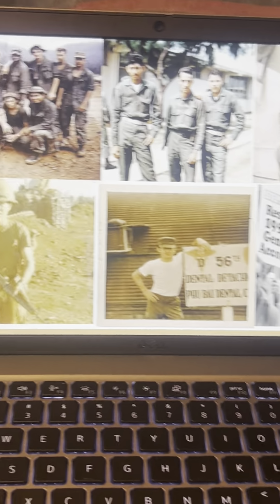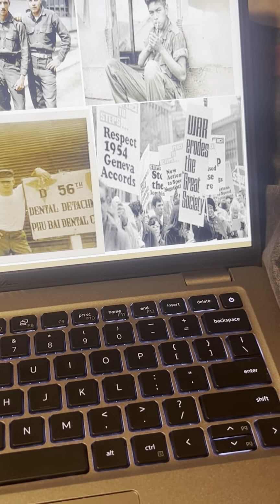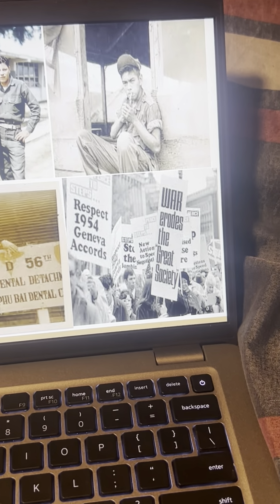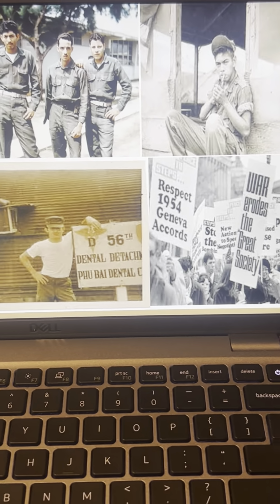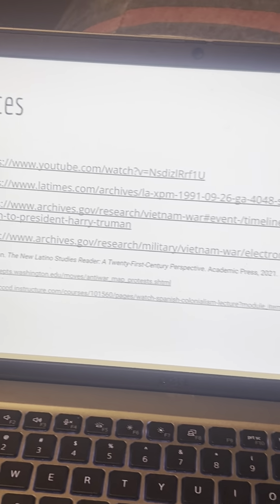And here are more pictures of the war. If you see on the right corner, those are the protests that were taking place for this Vietnam War. And then here are my sources.